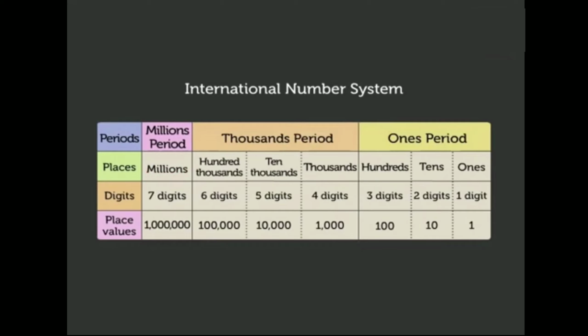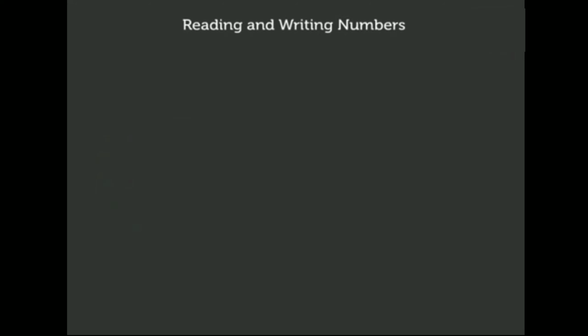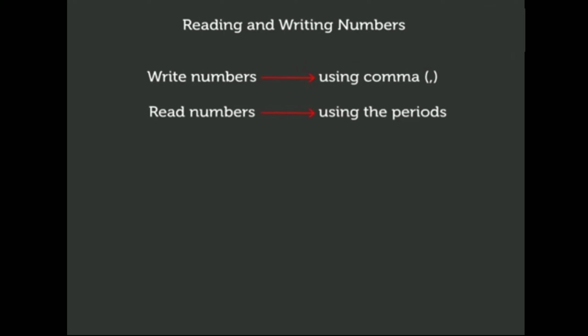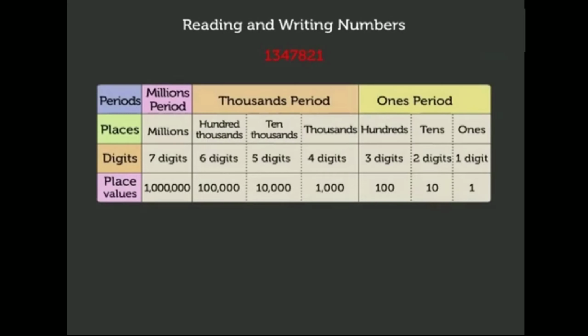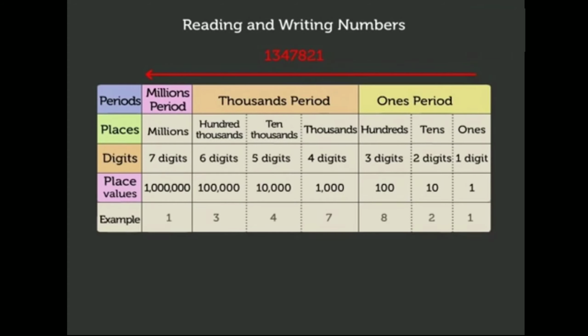Now let us learn to read and write numbers using the international system. We write the numbers in the standard form using commas and read the number using the periods. Look at the examples on the board. We begin from the right and insert a comma after every 3 digits. That is, we divide the number into its periods, then read each period separately.